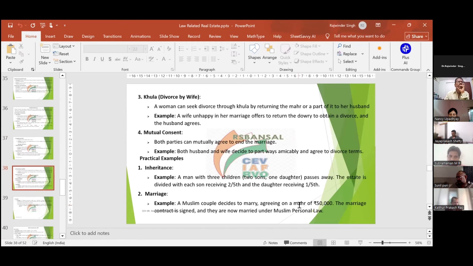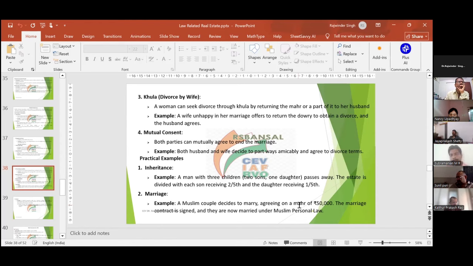Then divorce by wife. A woman can seek divorce through khula by returning the meher or part of it to her husband. A wife, if she is unhappy in her marriage, offers to return the dowry to obtain a divorce, and the husband agrees. Then mutual consent. Both parties can mutually agree to end their marriage. Both husband and wife decide to part ways amicably and agree to divorce terms.